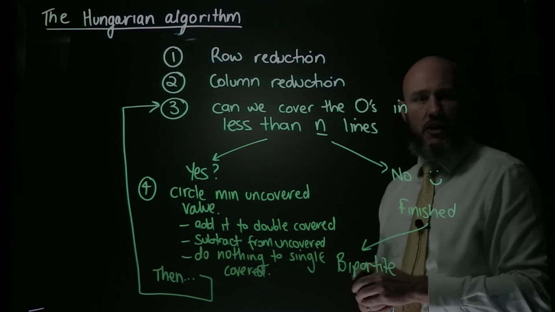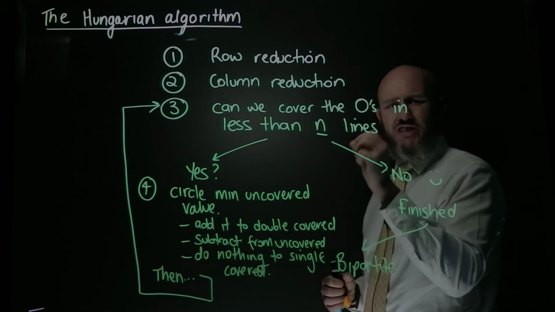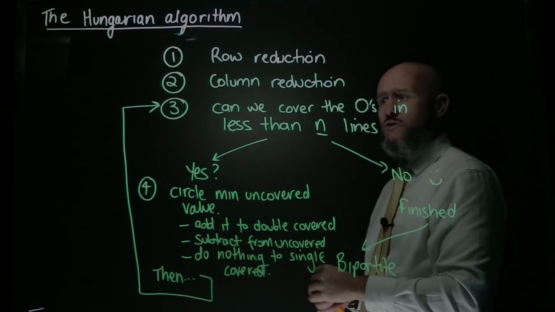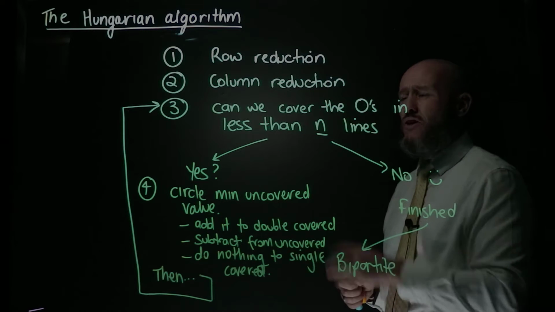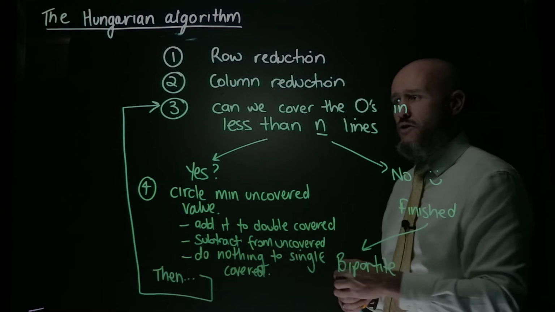Step 1, we do a row reduction, which in the next example I'll show you how to operate. A row reduction is just to go into every row, find the minimum value, subtract it from all the values. And then we do a column reduction. Irrespective of what's happened with the row reduction, we go into every column and we subtract the minimum value from every single value in that column.